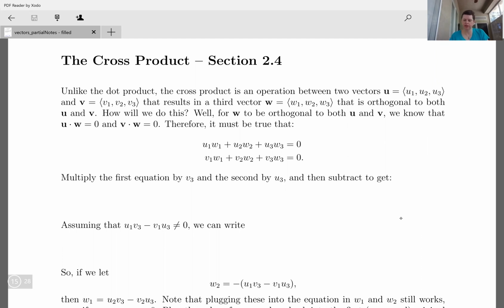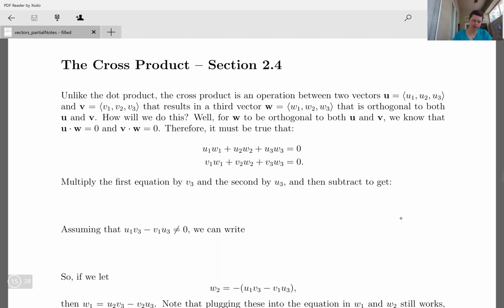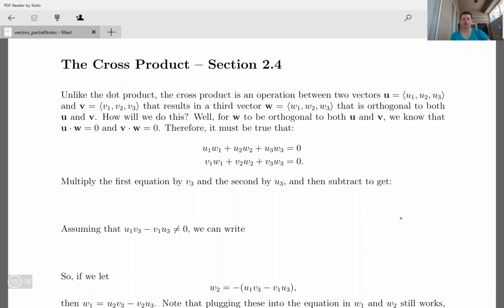This is looking promising. All right, so unlike the dot product, the cross product is an operation between two vectors, let's call them u and v, that results in a third vector, let's just call it w, that is orthogonal to both u and v. So how are we going to do this?